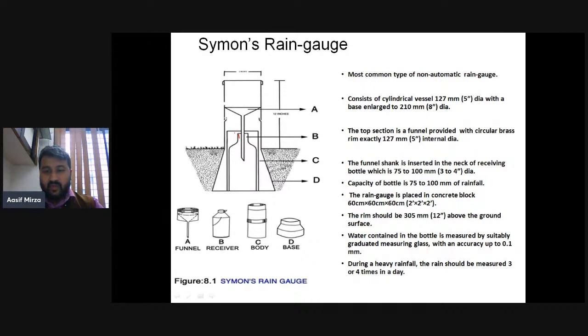and the water contained in the bottle is measured by a suitably graduated measuring glass with an accuracy up to 0.1 mm, and during heavy rainfall the rain should be measured 3 or 4 times in a day.